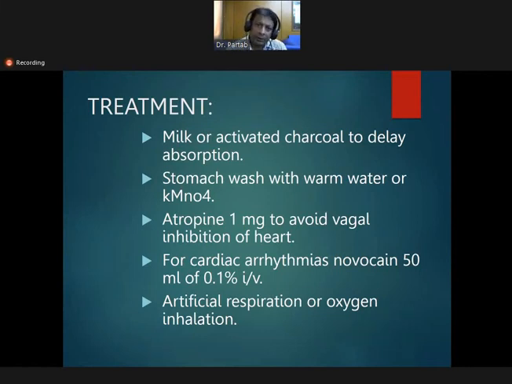So you can save the life of the patient in the early hours, 1 to 5 hours of the fatal period of the aconite root. That is stomach wash with warm water or KMNO4, potassium permanganate. When you use potassium permanganate or warm water, it makes the poison inactive. All the glycosides are made inactive with the KMNO4 and warm water. Or you can give activated charcoal or milk to delay the absorption of these lethal poisons and take it out by gastric lavage.